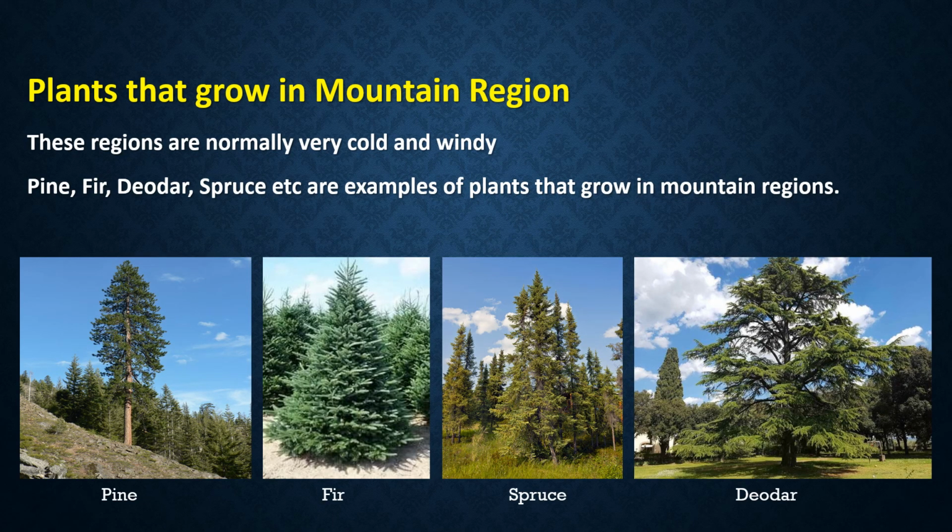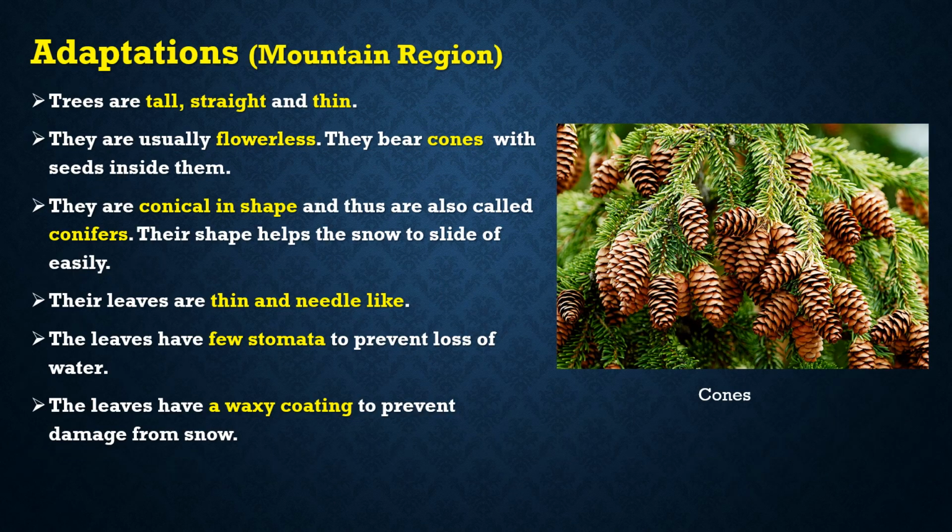On the slide, we have plants that grow in mountain regions. These regions are normally very cold and windy. In some areas, snowfall may take place during winter. Pine, fir, deodar, spruce, etc. are examples of plants that grow in mountain regions. Let us see how the plants that grow in mountain regions adapt.